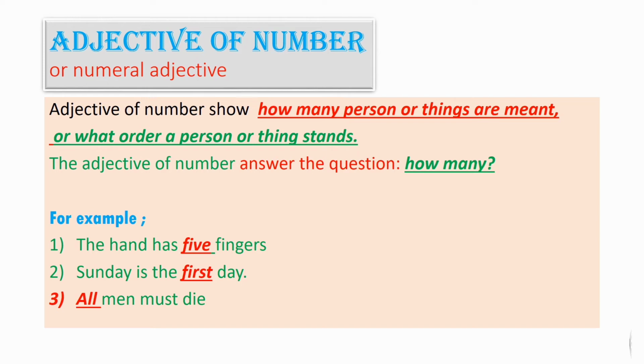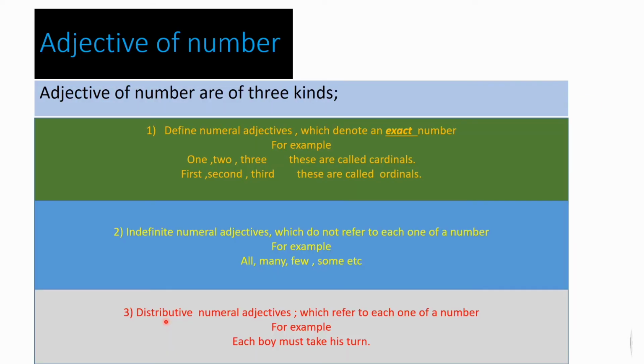Coming to our second example, Sunday is the first day. So first here is an adjective of number because it shows us the order of the week, that Sunday is the first day. So adjective of number is further divided into 3 kinds. The first one is definite numeral adjective.